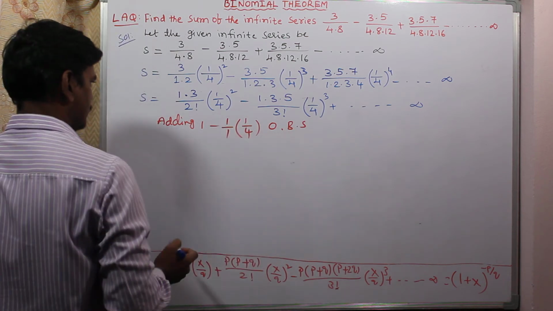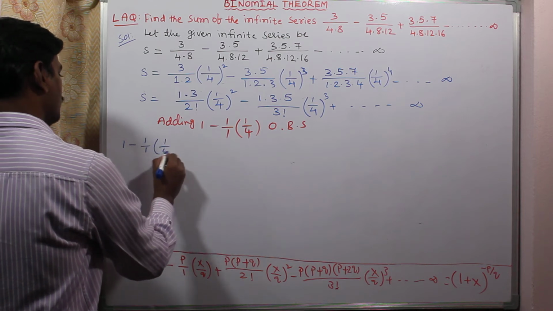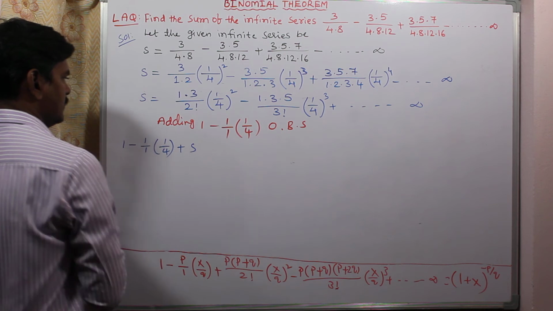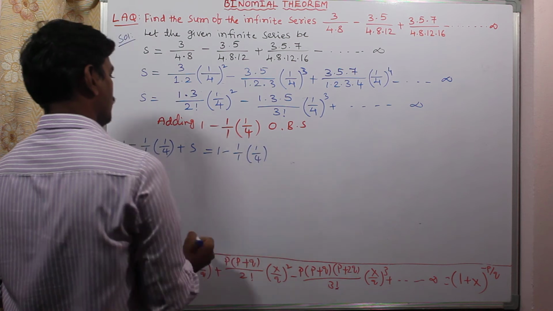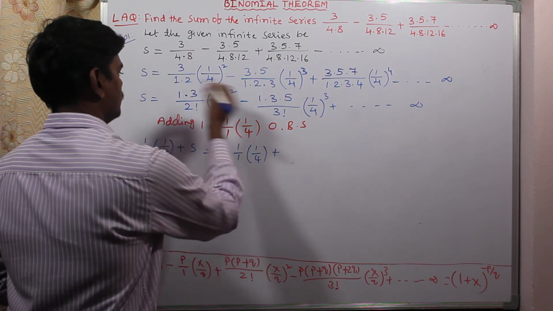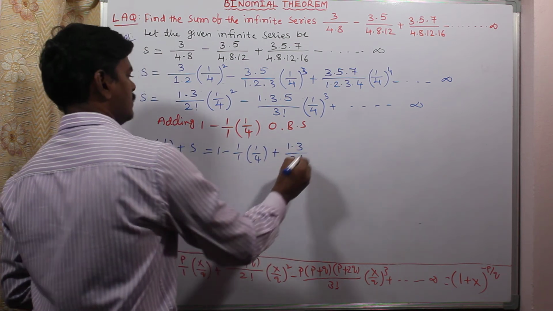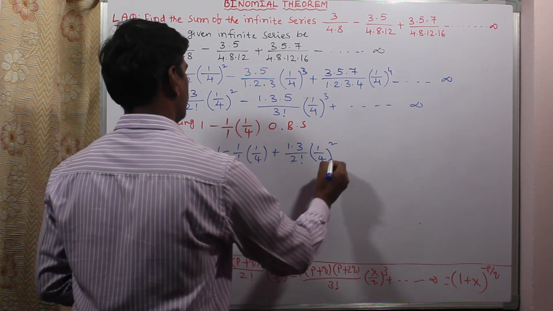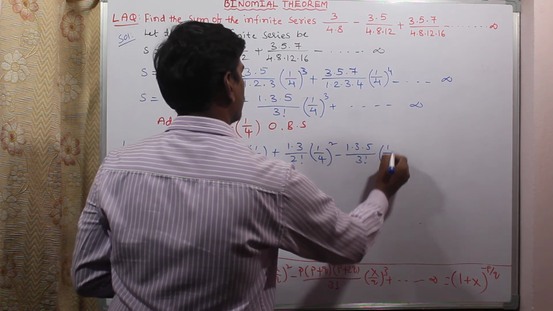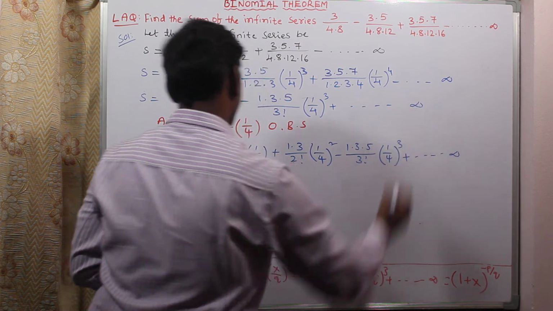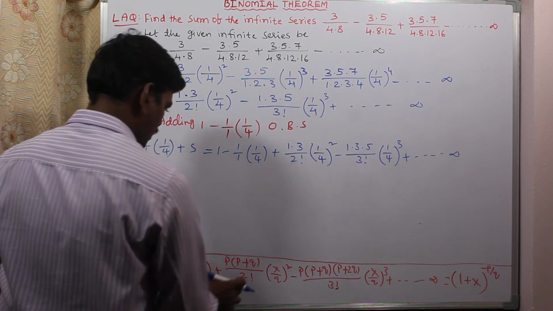So this is the missing term in the beginning, so we have to add it on both sides. Let me add the term 1 minus 1 by 1 into 1 by 4 on the LHS plus S, which equals 1 minus 1 by 1 into 1 by 4 added on the RHS as well, plus, after adding the first two terms, the remaining terms as they are: 1 by 4 whole square minus 1 into 3 into 5 by 3 factorial into 1 by 4 whole cube plus so on up to infinite. Now the right hand side clearly has the formula form.